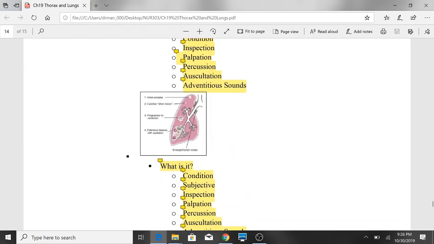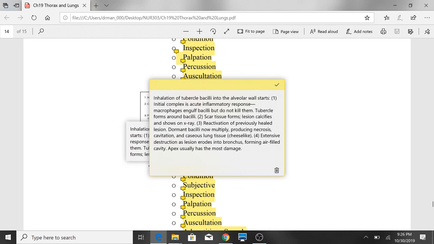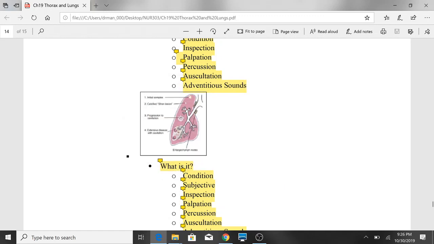What is this? It's TB, tuberculosis. The condition is inhalation of tuberculous bacilli into the alveolar wall. You get an acute inflammatory response that leads to scar tissue and then reactivation of a previously healed lesion. Subjective for tuberculosis, what would you find? It's initially asymptomatic, showing as a positive skin test or on an X-ray study. Later TB involves weight loss, anorexia, easy fatigability, low-grade afternoon fevers, night sweats, may have pleural effusion, recurrent lower respiratory infections.